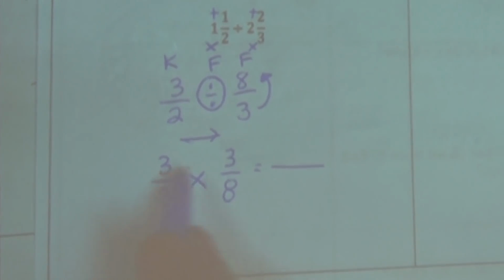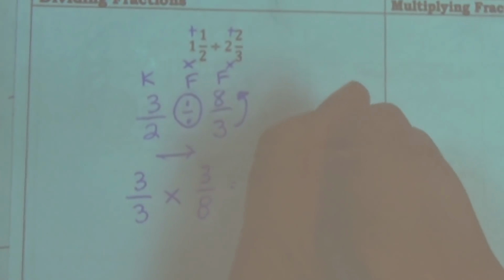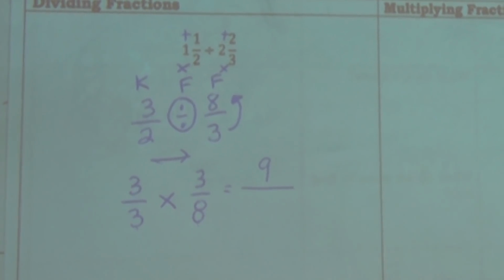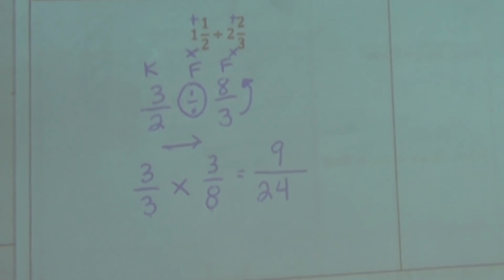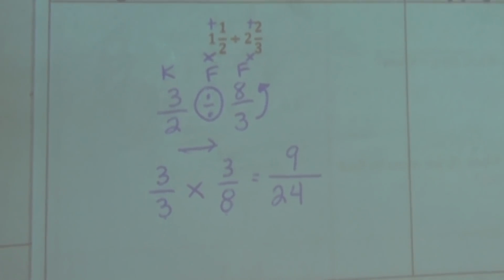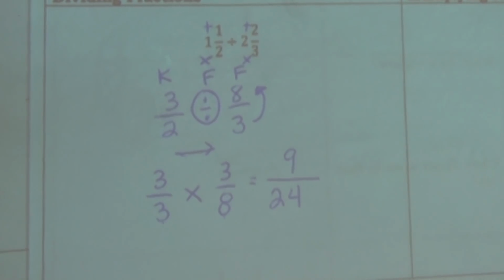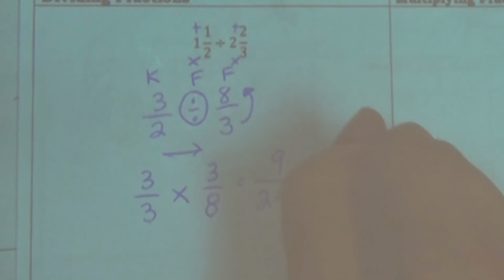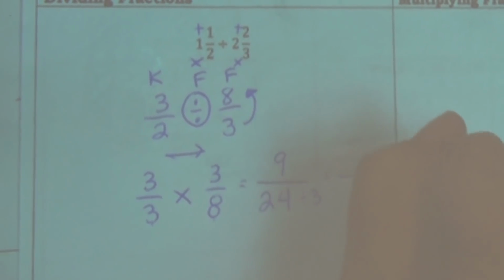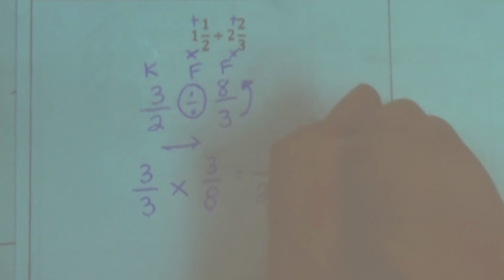And Struby, 3 times 3 is? 9. And 3 times 8? 24. All right, is there anything that goes into both 3 and 24? 3. 3 goes into 24 how many times? 8. And then 3 goes into 9 how many times? 3.